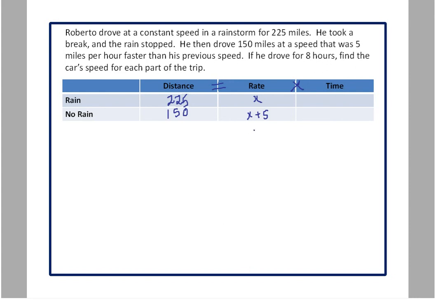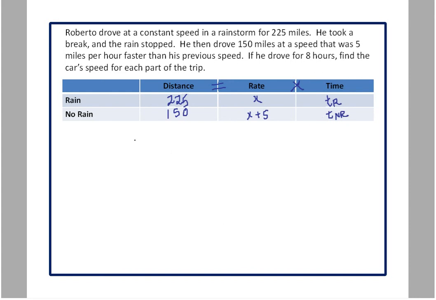Now, we want to find the car's speed, but we still need to figure out the time. We weren't given anything about the time except that he drove for 8 hours. We don't know the time he spent with rain and without rain, so I'm going to keep note of that. We have the time with the rain, which I'll call TR, and the time without rain, T NR, just to show that they're different times.